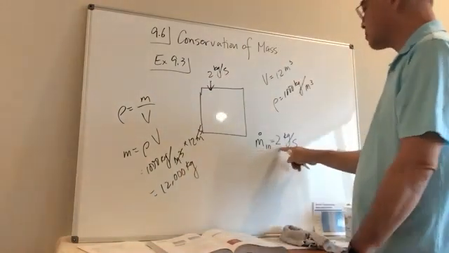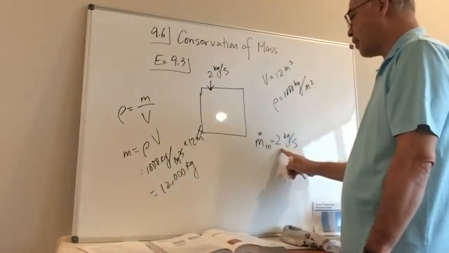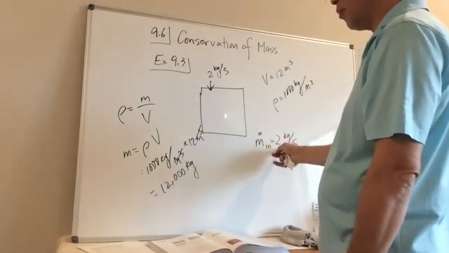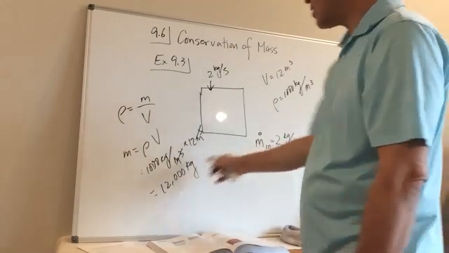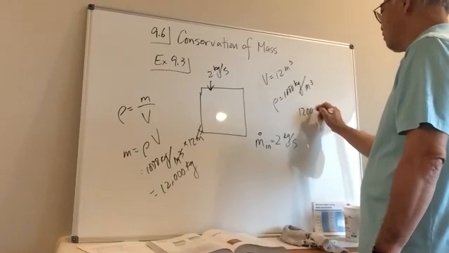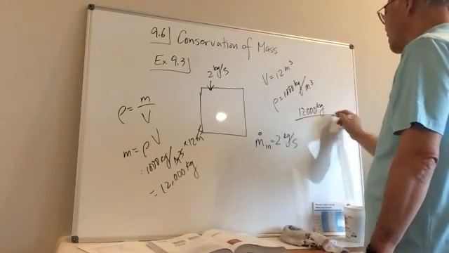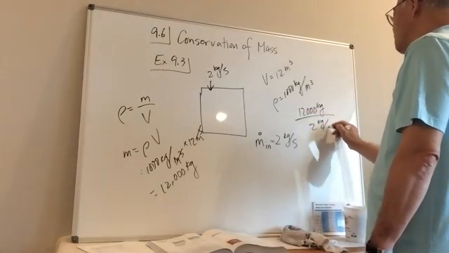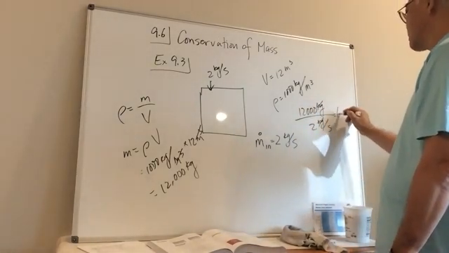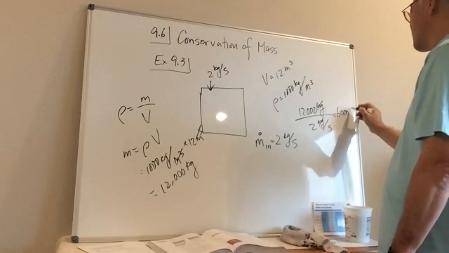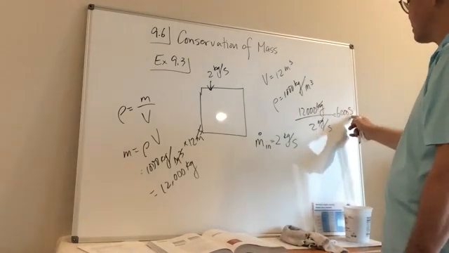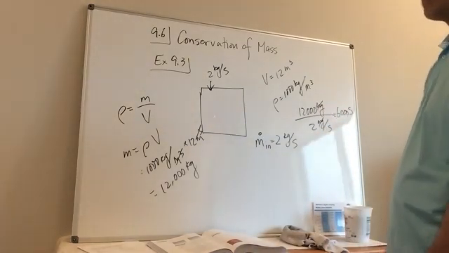But I'm putting this much mass in per second. Every second, I'm going to put in 2 kilograms. So how many seconds is it going to take to fill that? I just divide. It's 12,000 kilograms divided by 2 kilograms per second. Kilograms cancel out, and I get 6,000 seconds.